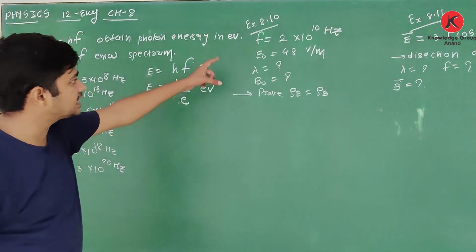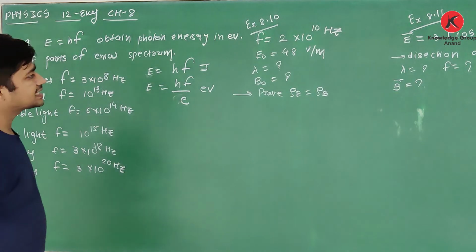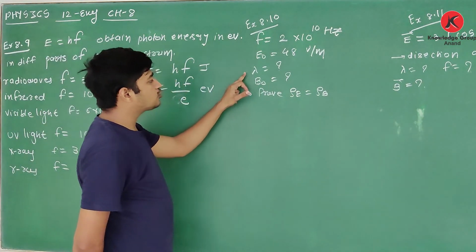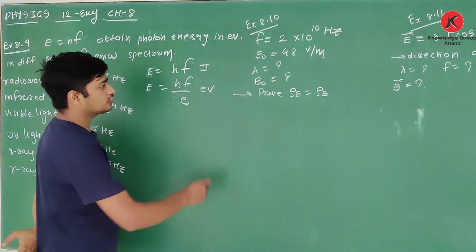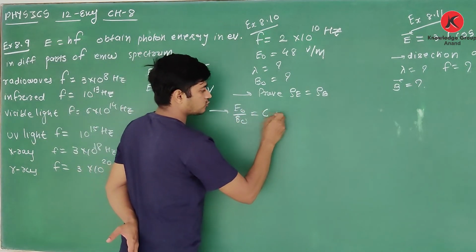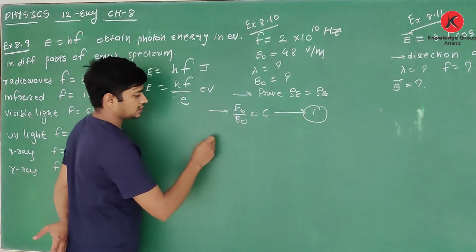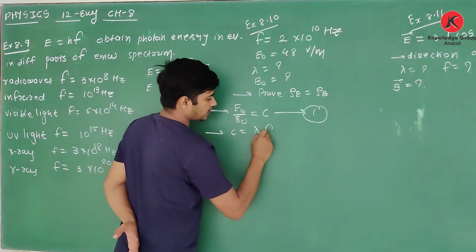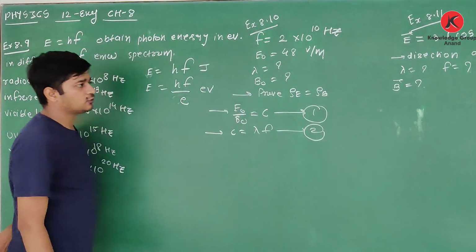Next question, exercise 8.10. Frequency is given, E0 is given, lambda you have to find, B0 you have to find. Simple. E0 upon B0 is equal to C, you can find the first quantity. Then C is equal to lambda f, you can find the second.